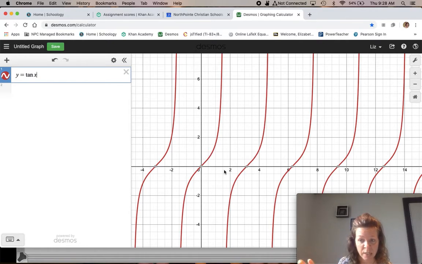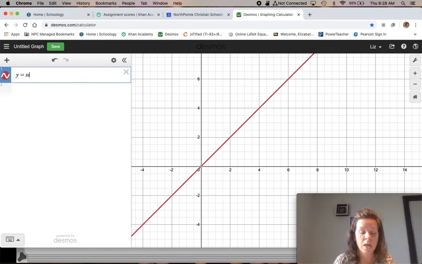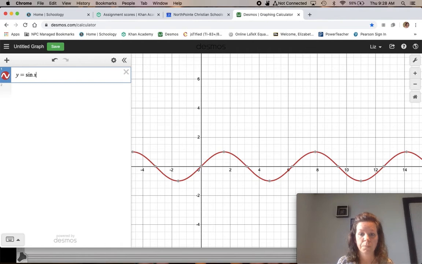It is repetitious. We call that periodic when it does the same thing over and over and over. Kind of like in a normal school day, you have your 7-period day and you go through that same schedule every day over and over and over. It's periodic. You do the same thing. So that's what the graph of tangent looks like. We are actually going to focus on sine and cosine.